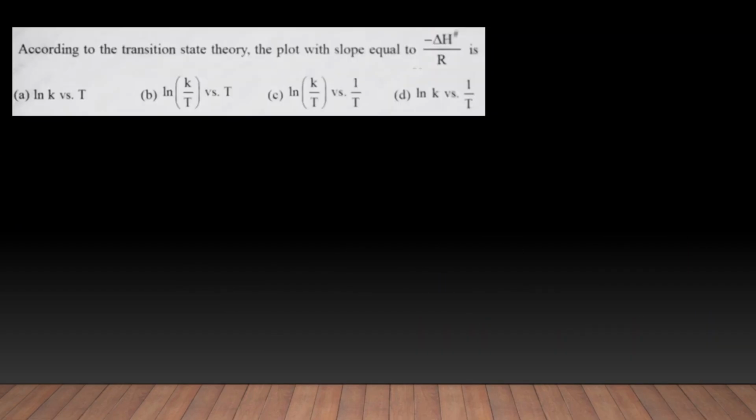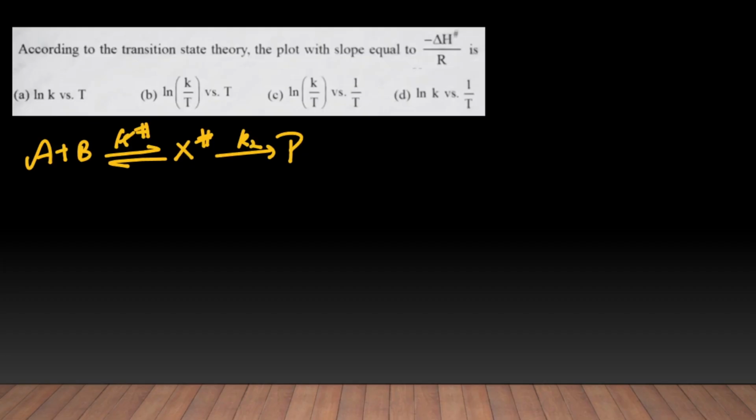Okay. Next is this one. According to the transition state theory, the plot with the slope equal to minus delta H by R. So according to the transition state theory, we say there is an equilibrium. Suppose these are the reactant species involved. So this is K dash, which is the equilibrium constant for this. The intermediate is being formed in between, and then it results in the product P formation. This is rate constant k2, we can say.